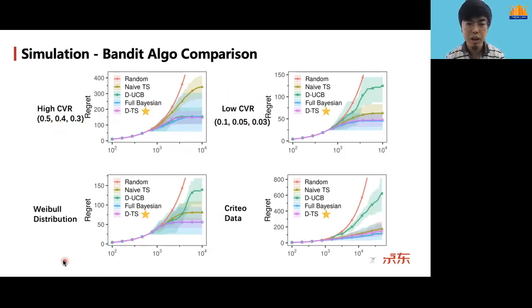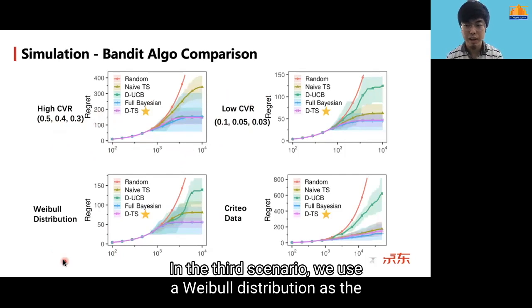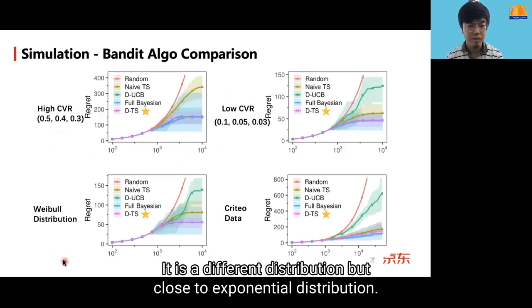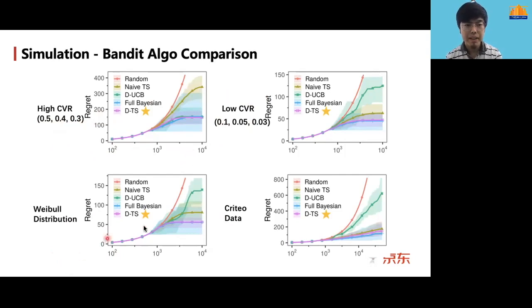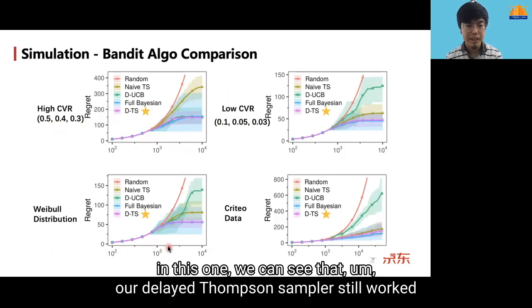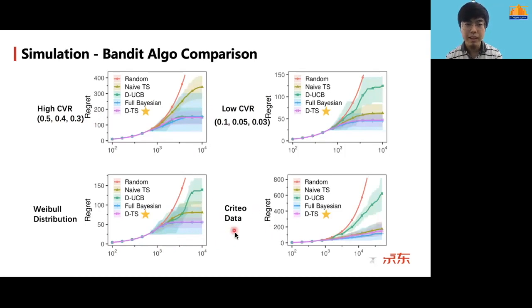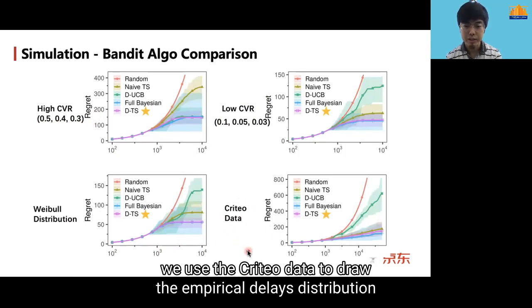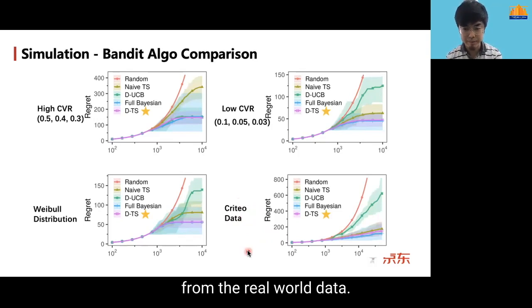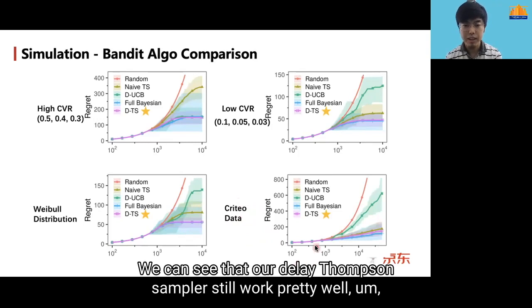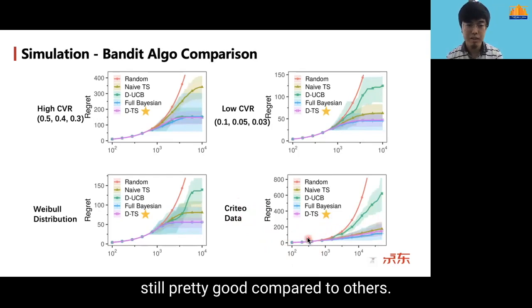In the third scenario, we use a Weibull distribution as the underlying delay distribution. It's a different distribution, but still close to the exponential distribution. In this one, we can see that our delayed Thompson sampler still works pretty well. Also the fully Bayesian one. In the last one, we use the Criteo data to draw the empirical delay distribution from real-world data. We can see that our delayed Thompson sampler still works pretty well, still pretty good compared to the others.